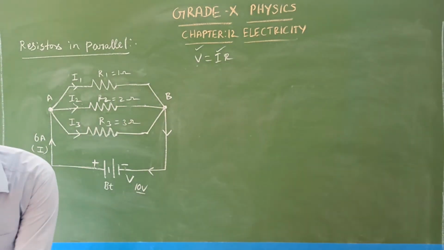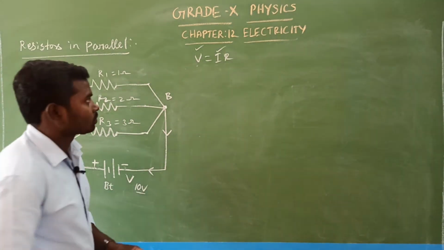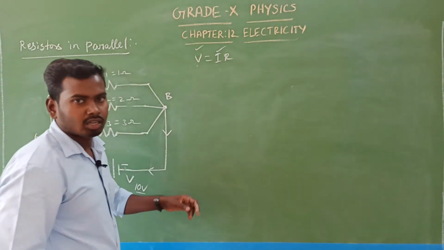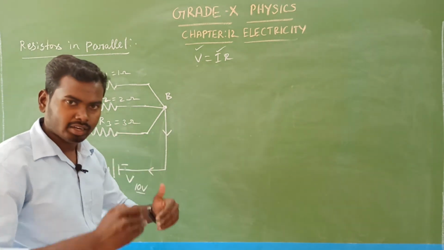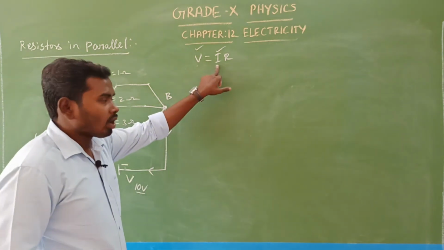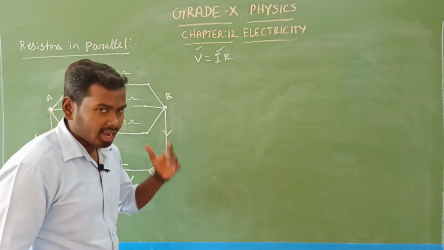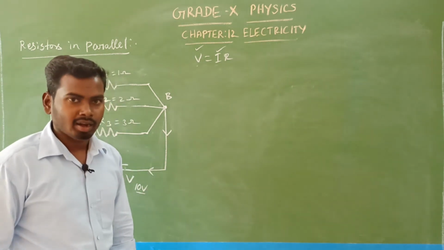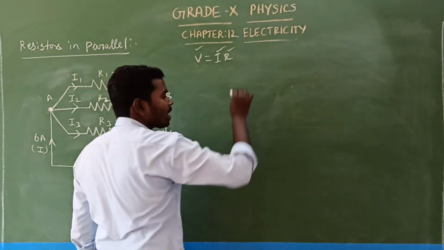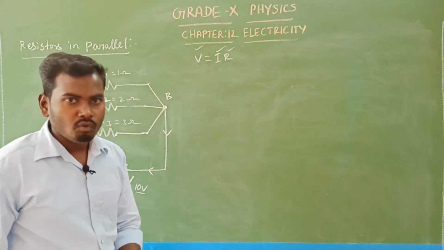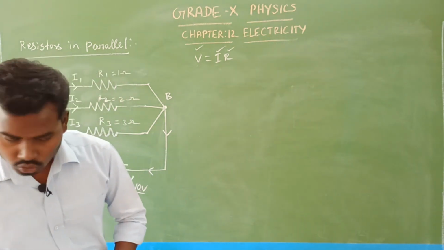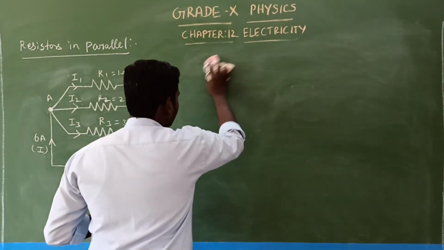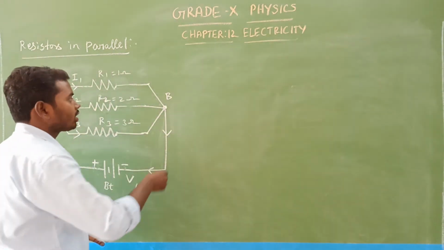Okay, students, listen here. According to Ohm's law, V equals IR. We have discussed what happens to voltage when a number of resistors are connected in parallel, and what happens to current. Next, we are going to see what happens to total resistance when a number of resistors are connected in parallel. Okay students, very easy. Next, we are going to see the total resistance value.